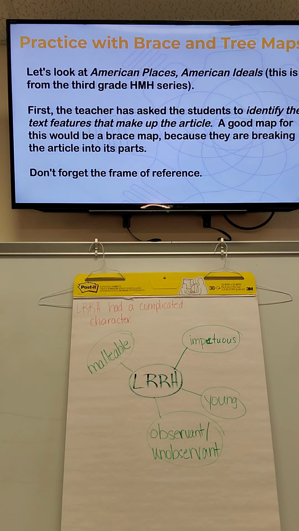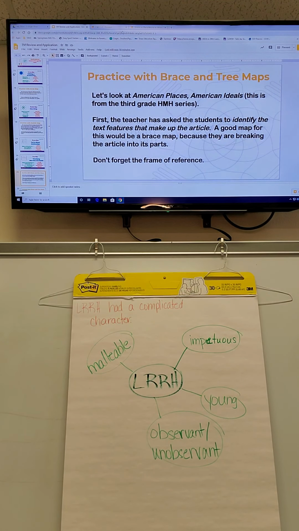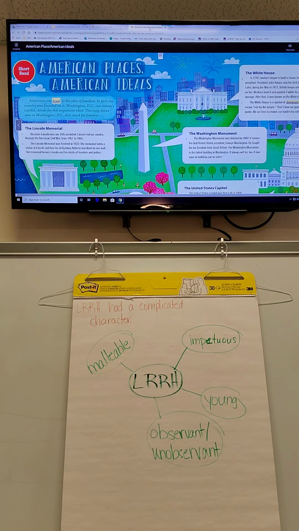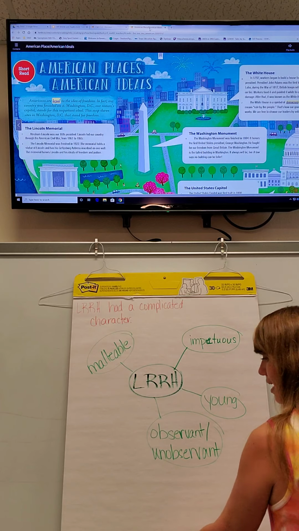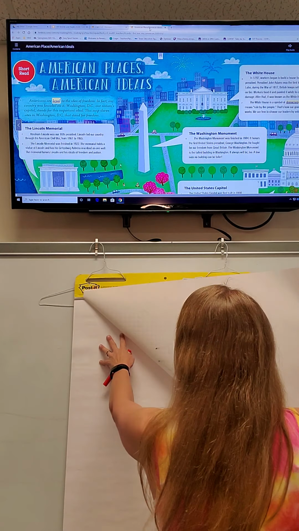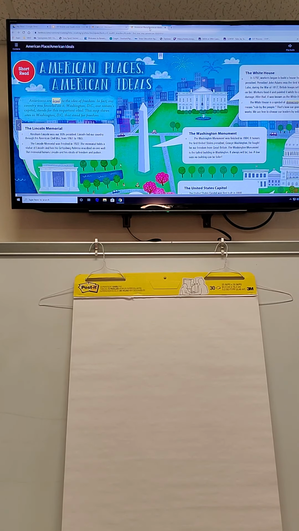We're going to start with a brace map. Now, one of the things you need to know is that I'm about to switch out of that. And I want you to see this. This is called American Places, American Ideals, and it is from the 3rd grade HMH program. The reason I have it up here is because we're going to use it for our brace map.